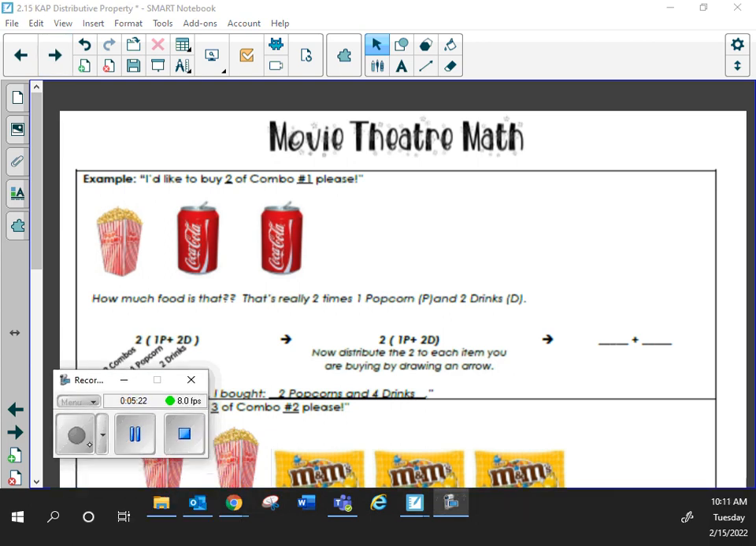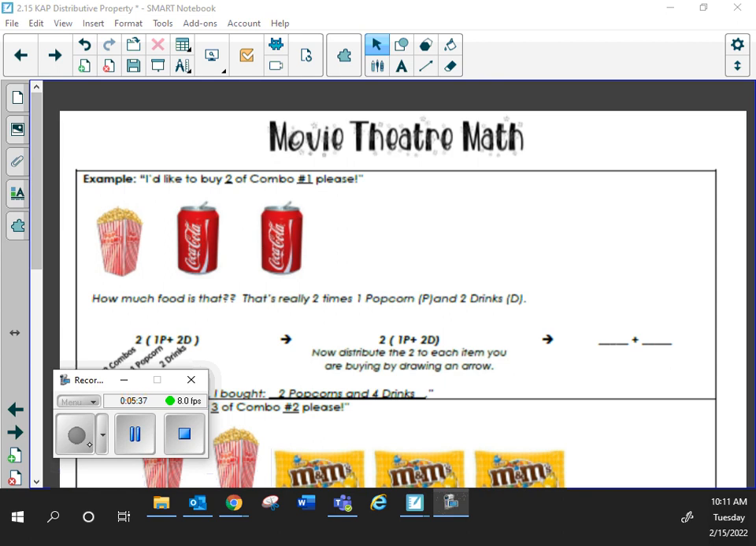So using combo deals like at the movie theater is a great example of the distributive property. So, for example, if I went up to the counter and I said, I'd like to buy 2 number 1s, okay?